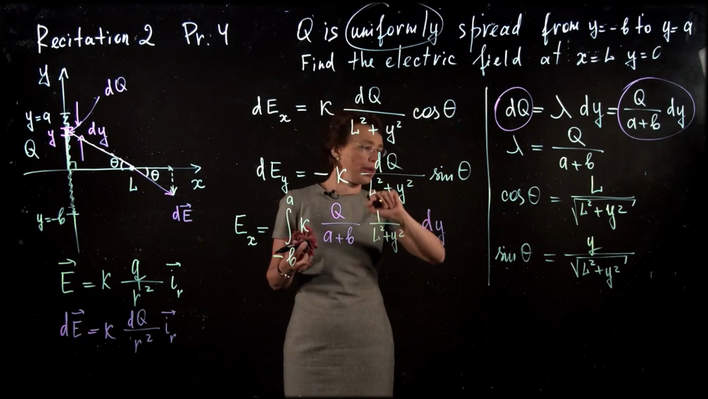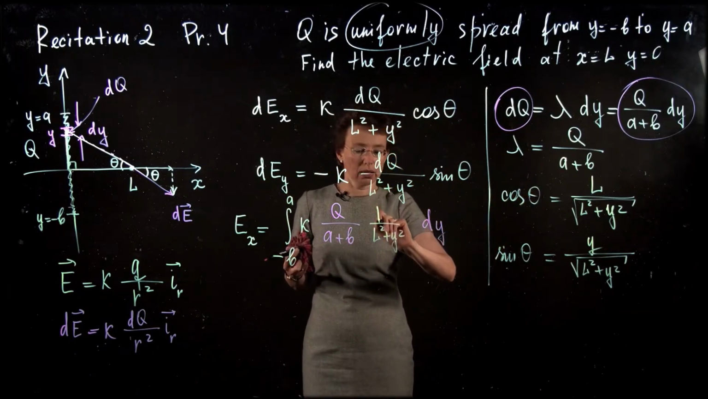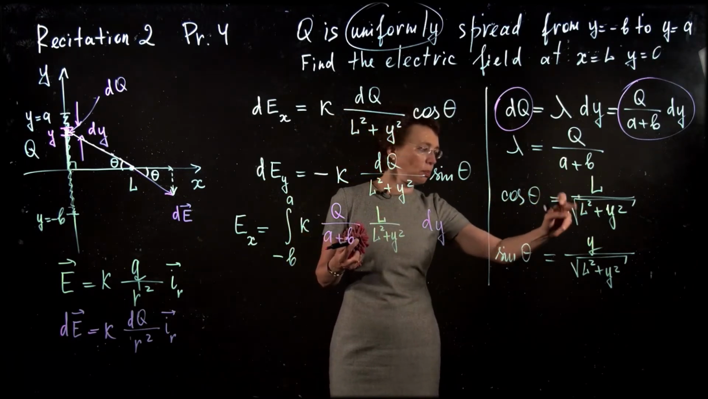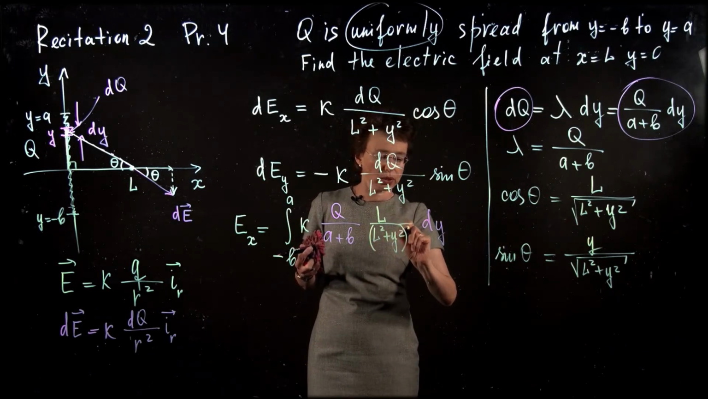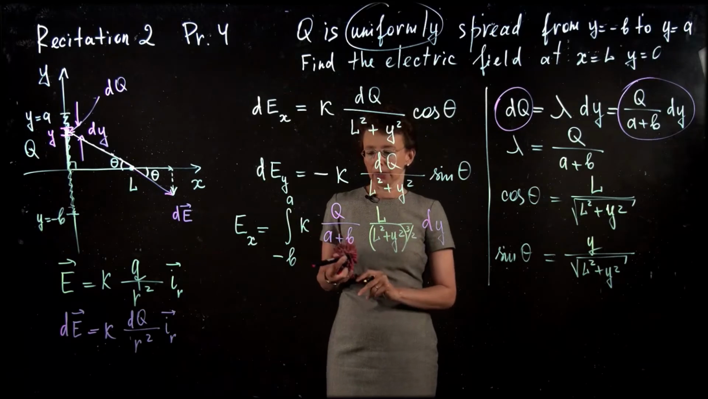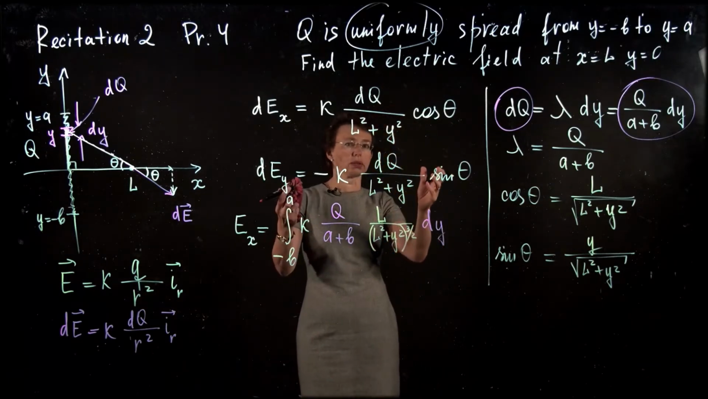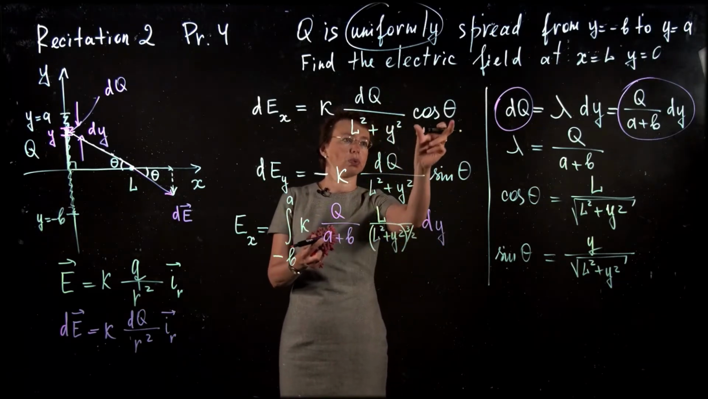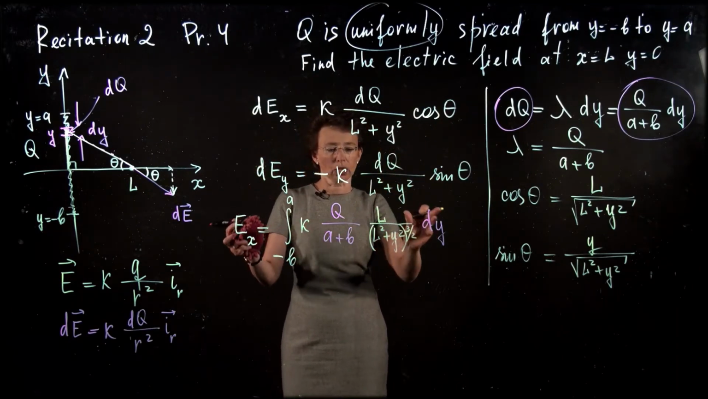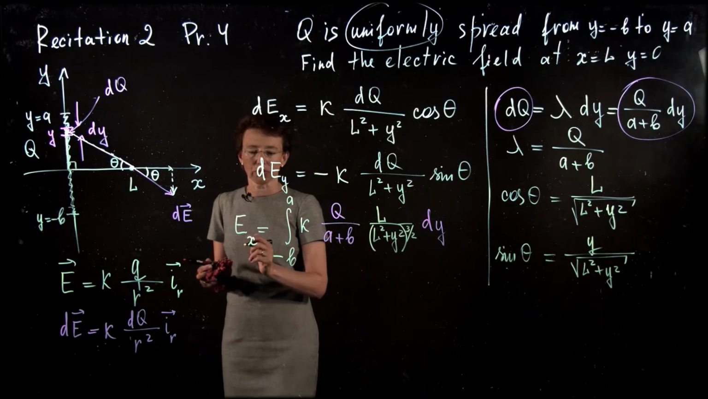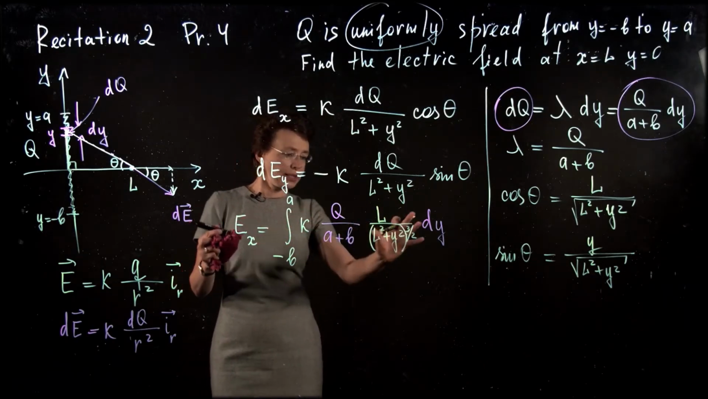and then cosine theta, which is L divided by the square root of L squared plus y squared. I have L squared plus y squared to the 3/2. And that's it. So we have dq here, we have cosine, and we have all other guys. If we take this integral, we will have our final answer for Ex. I will leave it as an integral.